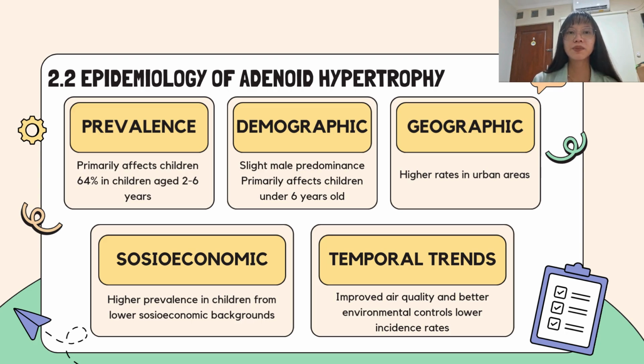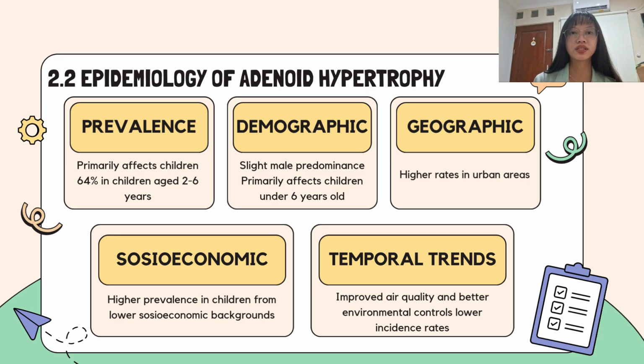I will explain the epidemiology of adenoid hypertrophy. Adenoid hypertrophy, characterized by abnormal enlargement of the adenoids, is primarily observed in children, with studies indicating a 64% prevalence in those aged 2 to 6 years old. It is less common in adults due to the natural shrinking of adenoids after childhood. There are slight gender differences, with higher occurrence in males.